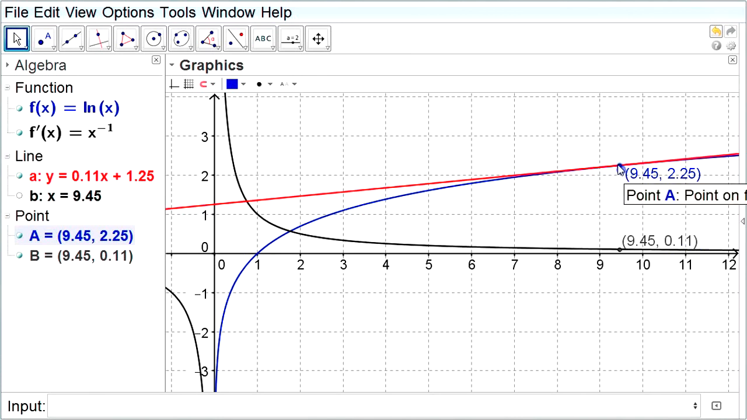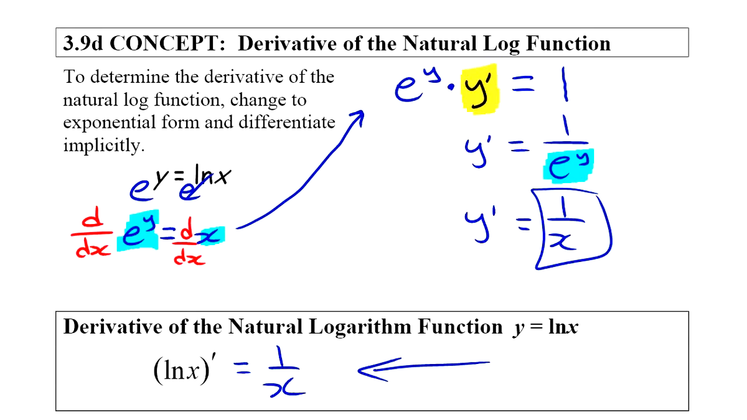All right? So that's a look at the derivative of the natural logarithm function, finding out what it is, and then looking at it graphically. Hopefully that helps you understand and be ready to start using it and applying it in other situations.